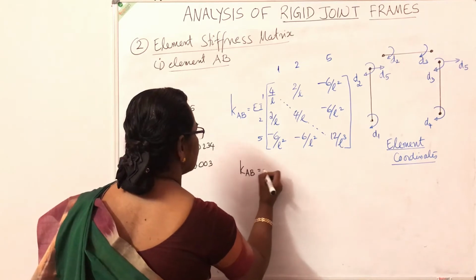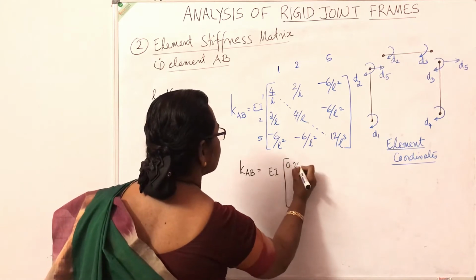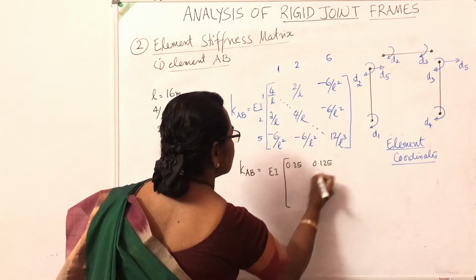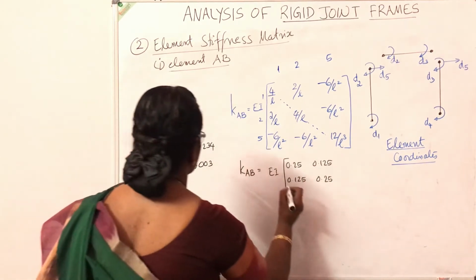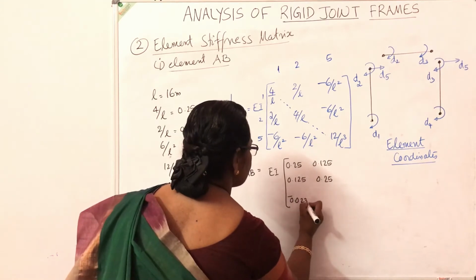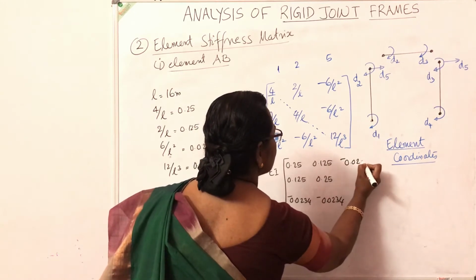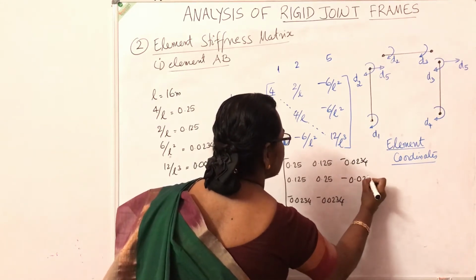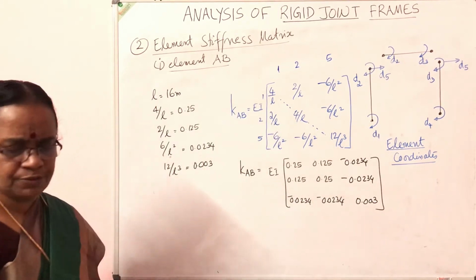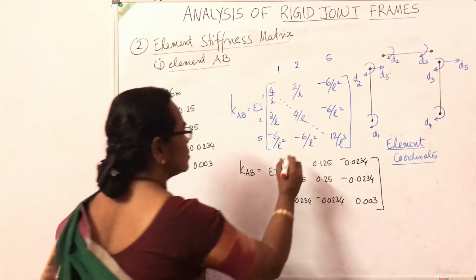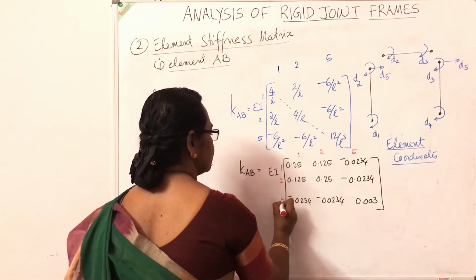KAB, the stiffness matrix for AB, is equal to EI into 0.25, 0.125, 0.125, 0.25, minus 0.0234, minus 0.0234, minus 0.0234, minus 0.0234, 0.003. The stiffness matrix for the first element, and you have to write the numbers 1, 2, 5.